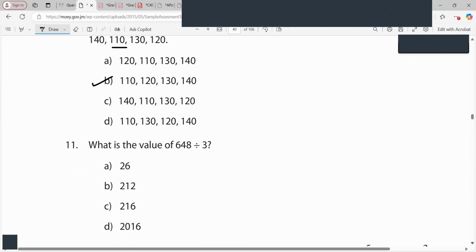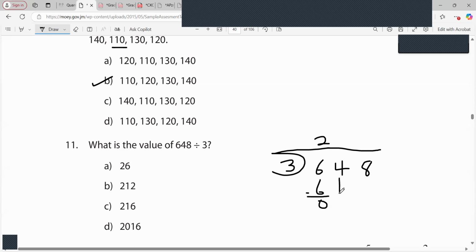Move on to number 11. What is the value of 648 divided by 3? Let's set it out. I'm going to do the long division way. 648 divided by 3. 3 into 6 goes 2 times. Then multiply 3 times 2, which is 6. We're going to subtract now. 6 from 6 is 0. So we carry down our 4.